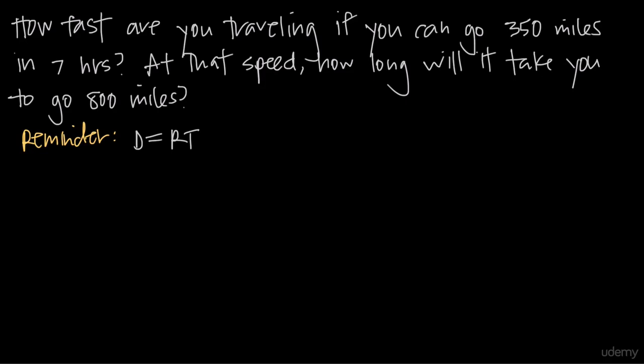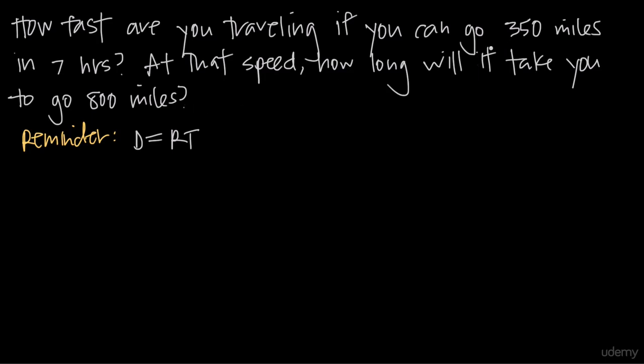In this video, we're talking about how to apply the distance formula, distance equals rate times time, or D equals RT, to real-world problems. And in this particular problem, we've been asked, how fast are you traveling if you can go 350 miles in 7 hours? And at whatever speed that is, or whatever rate that is, how long will it take you to go 800 miles?